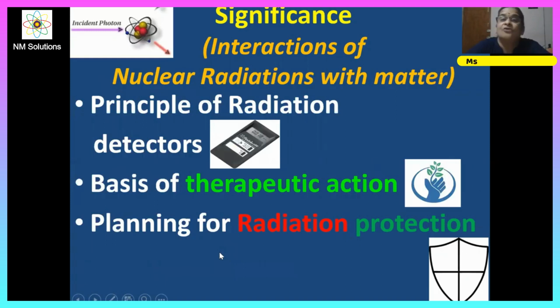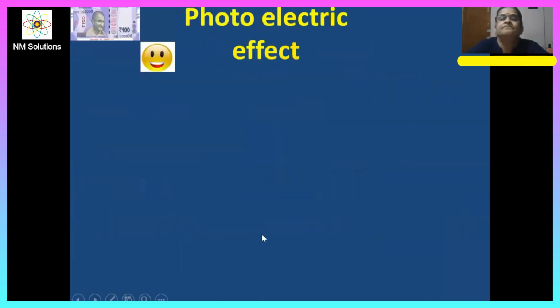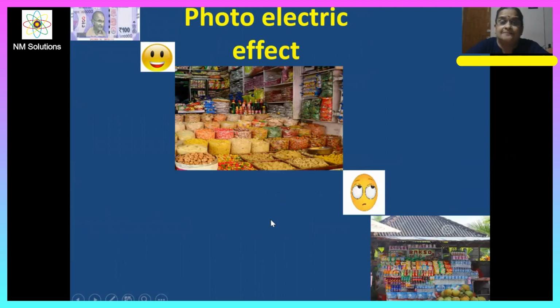The significance of today's topic is that they are the principles of the radiation detector. They are the basis of therapeutic action of these nuclear radiations on matter, on the cancerous tissue for that matter. And planning or shielding of the nuclear radiations to protect the radiation worker can be planned according to these interactions. If you know how much the interaction will be, how serious it will be, accordingly the shield can be planned.